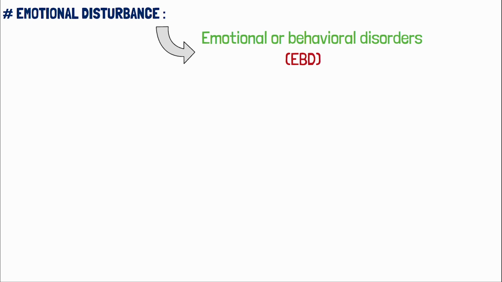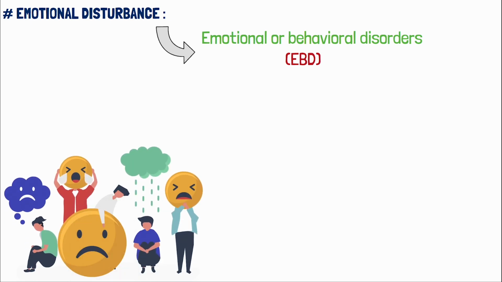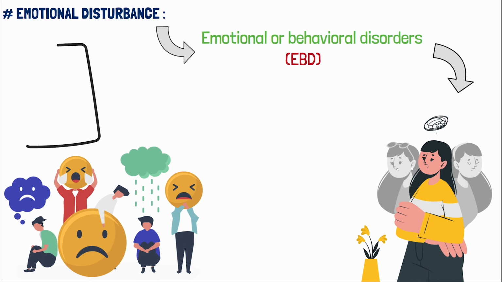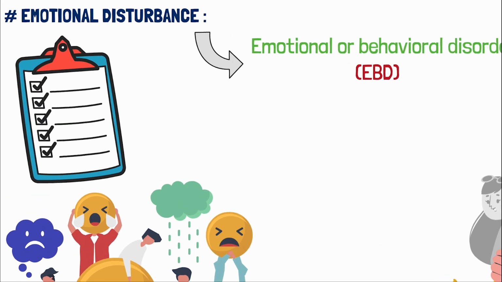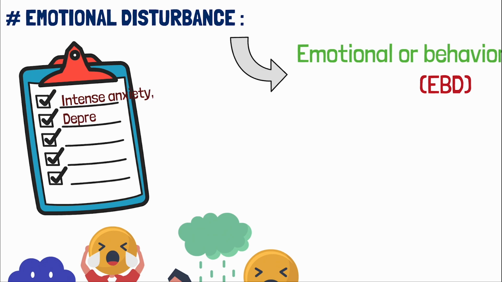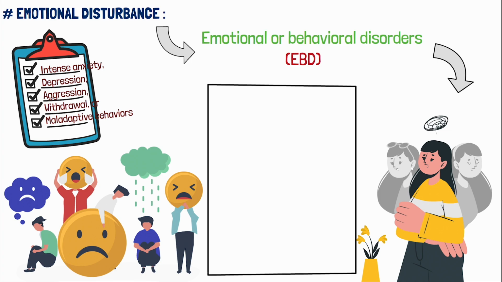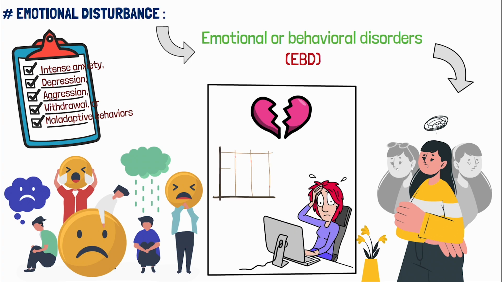Emotional disturbance. Emotional disturbance, often referred to as emotional or behavioral disorders, EBD, is a complex and multifaceted condition that affects individuals across various age groups. Emotional disturbance is characterized by persistent emotional or behavioral responses that significantly deviate from age-appropriate societal or cultural norms. These disturbances can manifest in a variety of ways, such as intense anxiety, depression, aggression, withdrawal, or other maladaptive behaviors. Individuals with emotional disturbances often struggle to regulate their emotions, leading to difficulties in personal relationships, academic or occupational functioning, and overall quality of life.